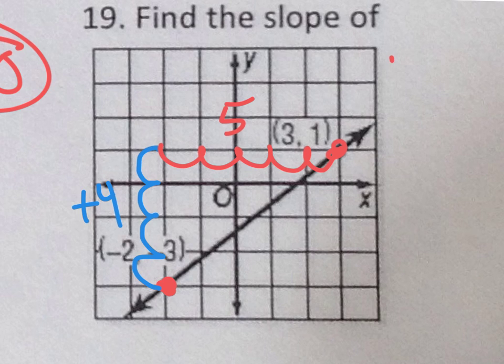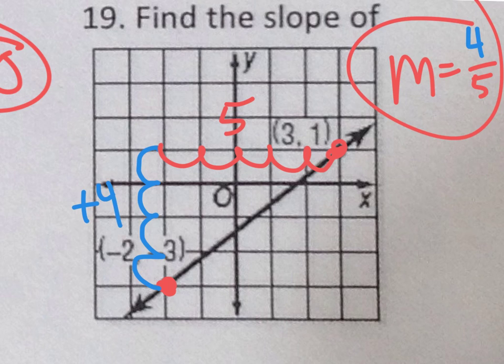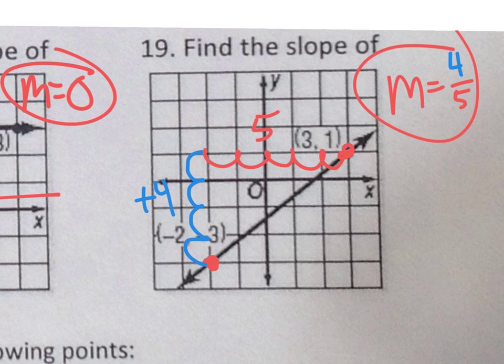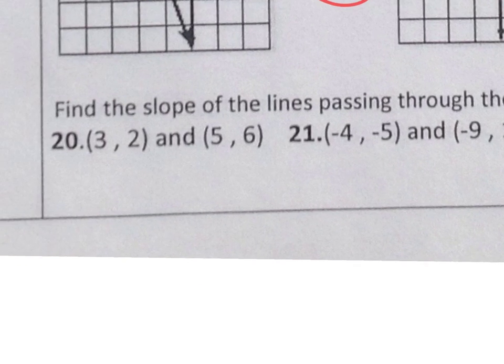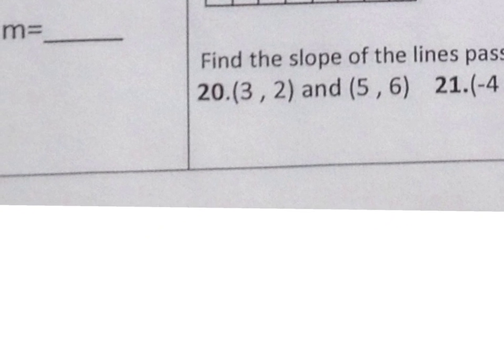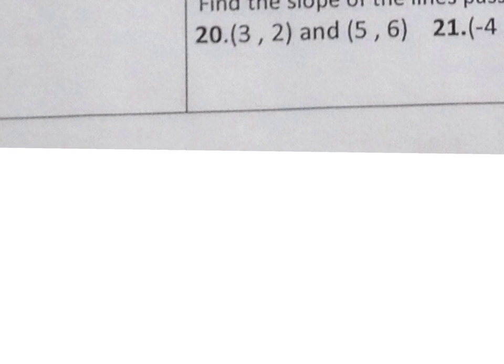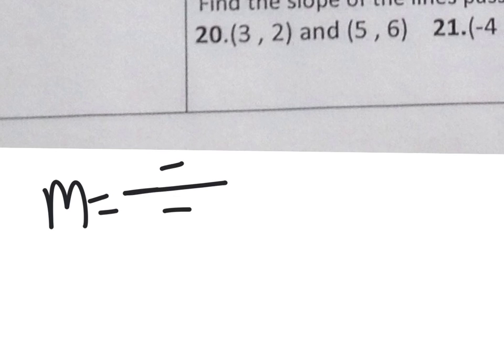So your slope, your M value, is rise over run. So the slope is 4/5. Those should have been easy. Moving on to the last 3. This is where we have to apply the slope formula. Let me write down the slope formula over here. M equals negative, and we're going to put a fraction bar, a subtraction, and a subtraction. That's how you're always going to start the slope formula.